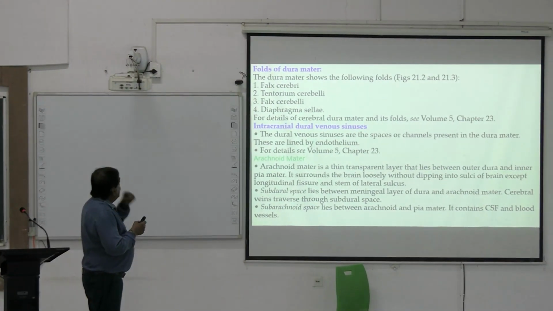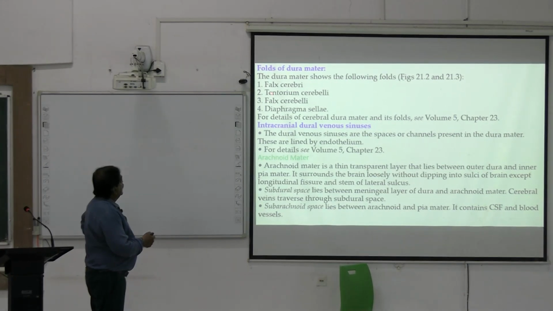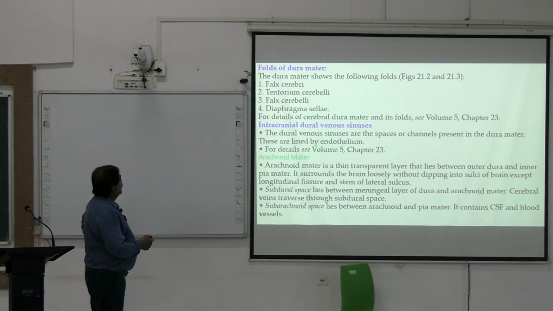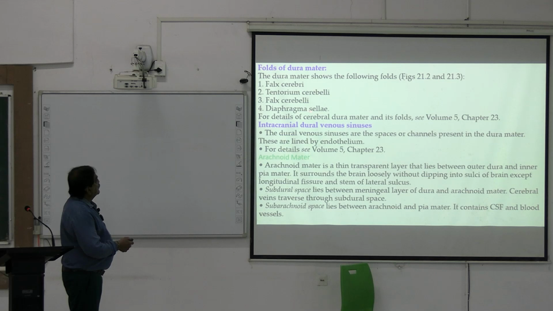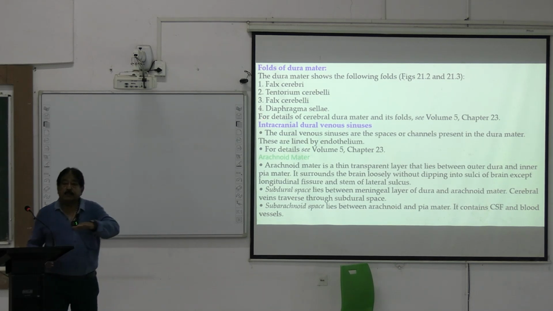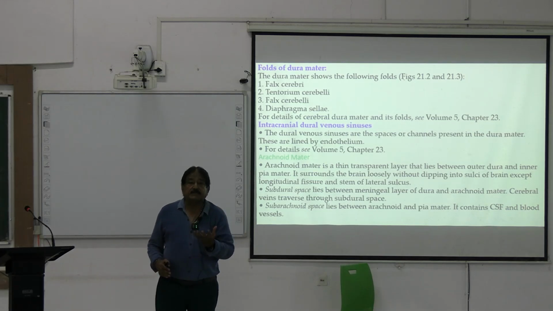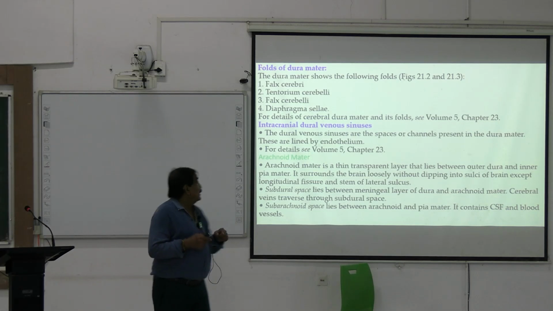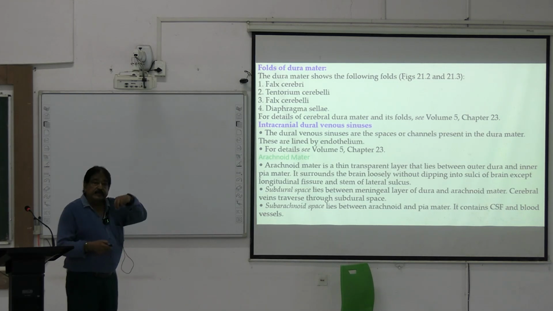Folds of dura mater. The dura mater shows the following folds: falx cerebri, tentorium cerebelli, falx cerebelli, diaphragma sellae. Now if you take a section of the skull, you can see the base of the skull and the sphenoid bone where the pituitary is located. The diaphragma sellae gives a hammock-like attachment to the sphenoid bone.